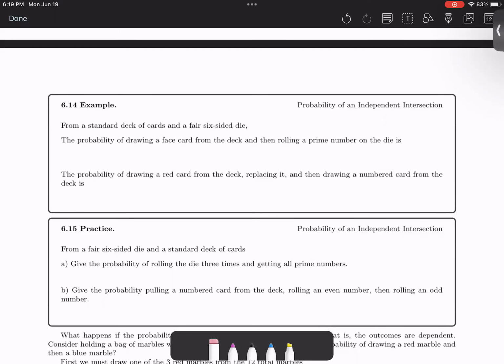Let's find the probability using the probability of an independent intersection. So independent means that the events do not change as we perform an experiment. And we'll see that in the examples that we have here. And the intersection just means that we want multiple conditions to be met.